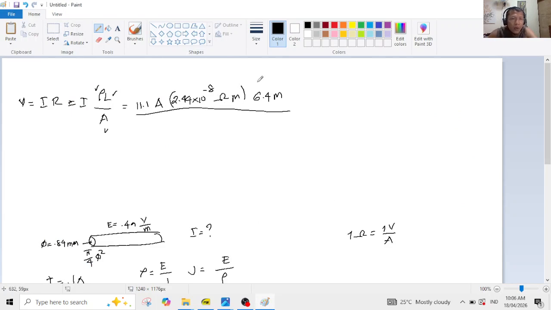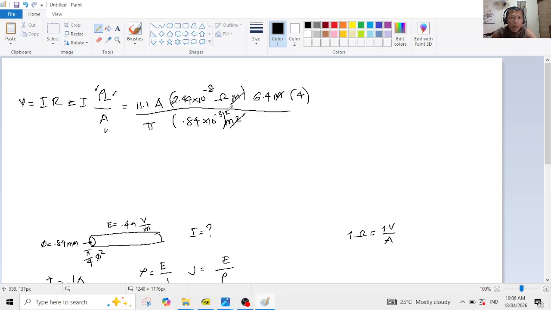And then we need to calculate the area, which is from the diameter of your wire. So that would be π over 4 times the diameter squared. The diameter is 0.84 times 10 to the negative 3, that is milli, meter. So it is squared, meter squared, and the two meters cancel.